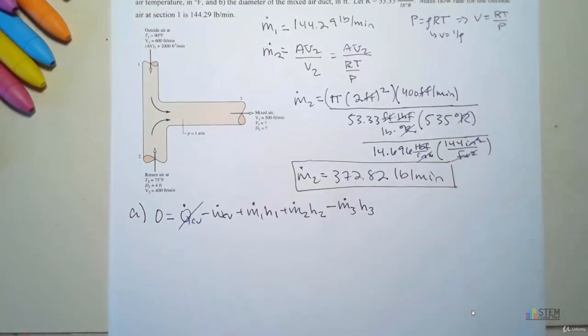Now this term goes away because we're ignoring stray heat transfer. W dot doesn't say anything about power being required or power being generated, so let's get rid of that. Then we're just left with these 3 terms.